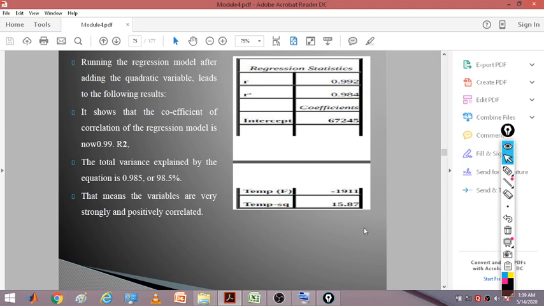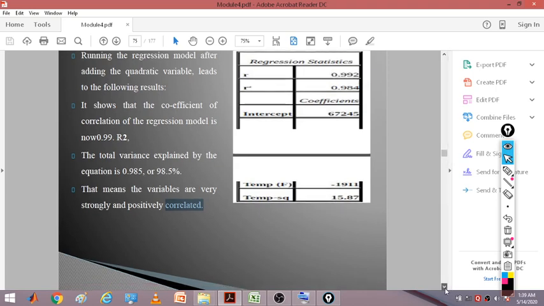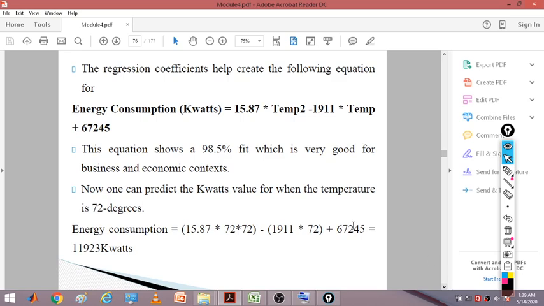So now, running the regression model, these are the statistics we have. We are getting R square as 98.4. We have this intercept, with the temperature coefficient of minus 1911, and for the temperature square variable, 15.87. So now we can use that: 15.87 times temperature square plus minus 199 times temperature plus the intercept value. So this is our regression equation.